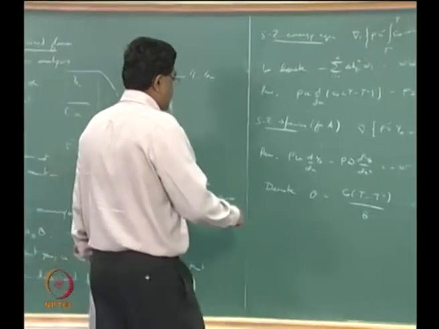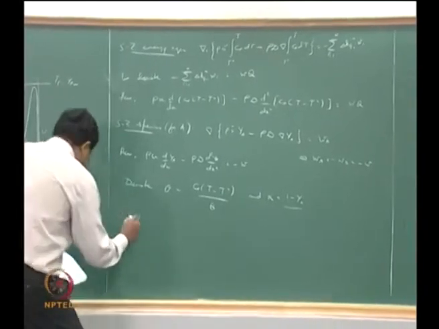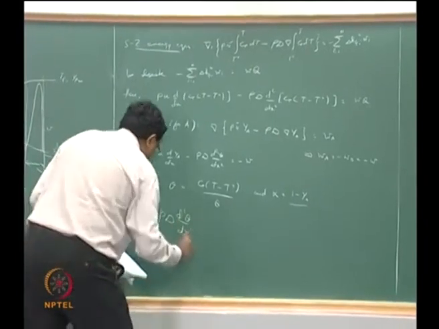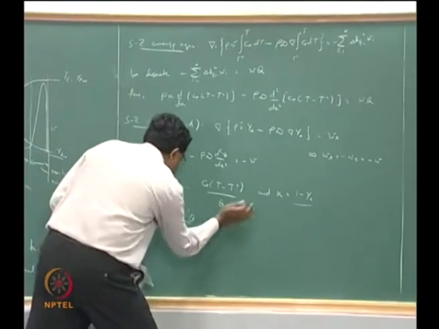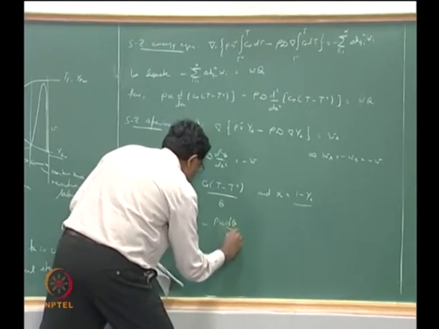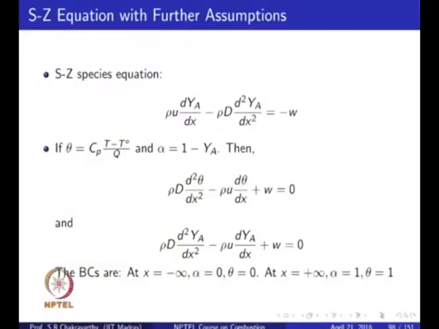Okay, so if you now go back and plug theta and alpha in the energy and the species equations respectively, you now get equations that look like rho D d squared theta divided by dx squared minus rho u d theta over dx plus w equal to 0, and rho D d squared alpha divided by dx squared minus rho u d alpha over dx plus w equal to 0.